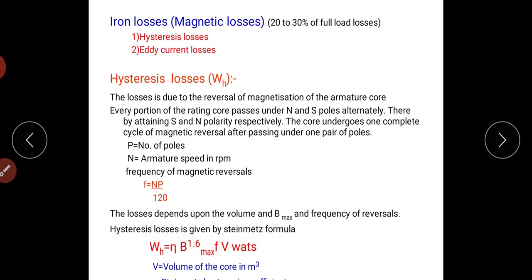Hysteresis losses formula. The hysteresis losses can be reduced by using silicon steel material. Okay, generally the cores are made up of silicon steel material. Approximately 4% of silicon is added to steel material, so it is called silicon steel material. By using silicon steel material, we can reduce the hysteresis losses.